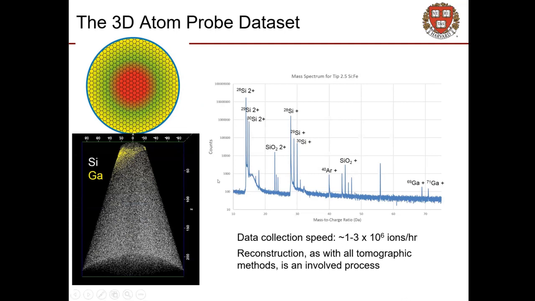I've noted here that collection speed for the data is generally in the range of a few million ions per hour. You can go faster, you can go slower, but that's the sort of order of things.